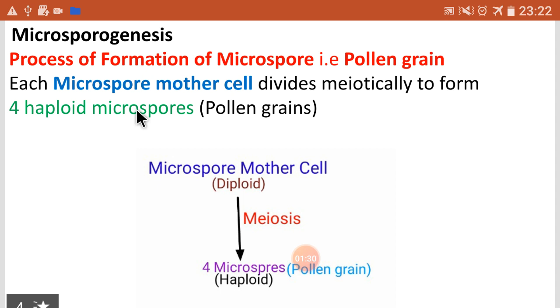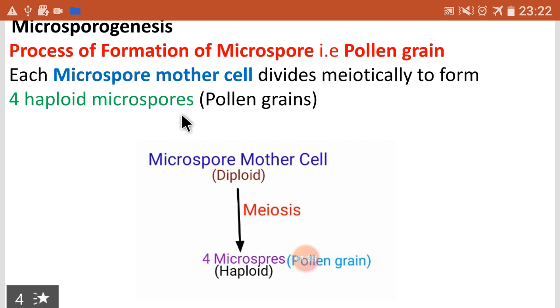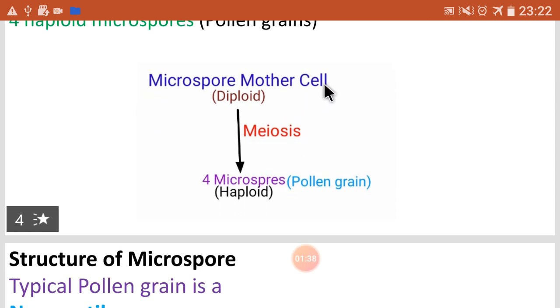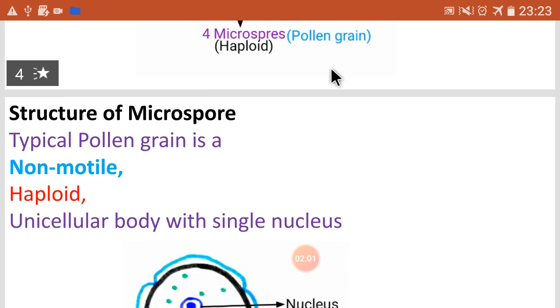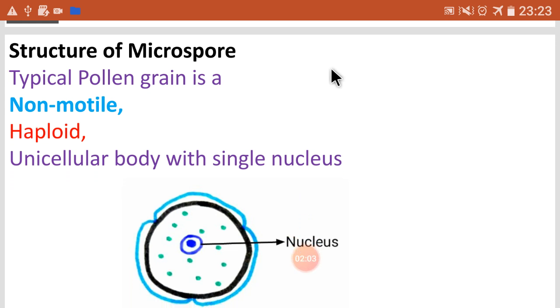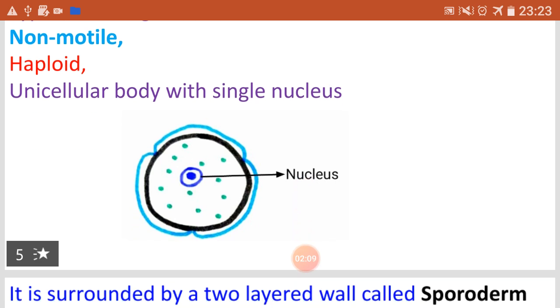The process of meiosis, that is the reduction division, takes place here. The microspore mother cell, which is diploid and has double the number of chromosomes, divides by meiosis into four microspores that are not diploid, but haploid. So MMC, the microspore mother cell, divides meiotically to form four pollen grains. Now I'll explain the structure of the microspore.